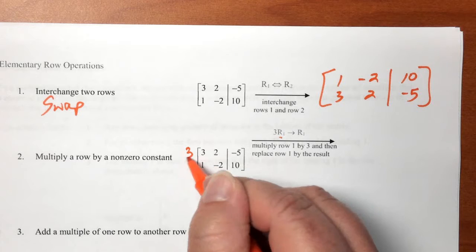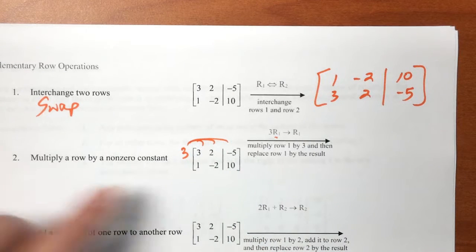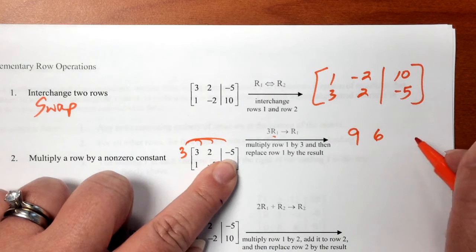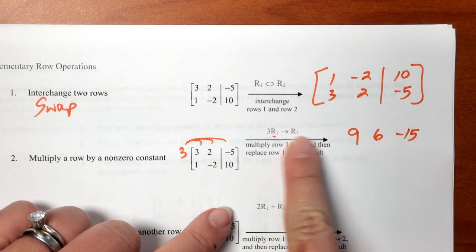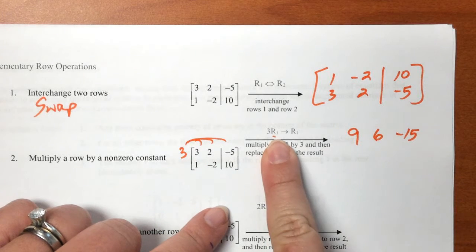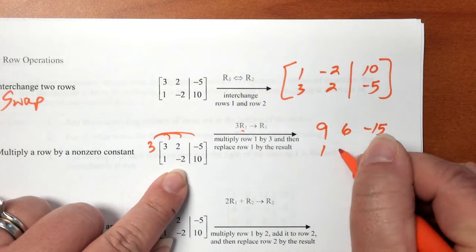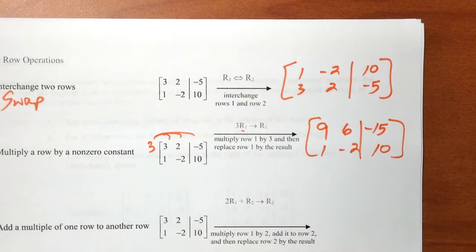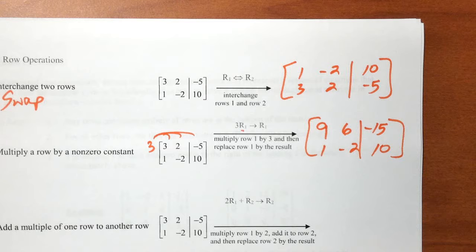For my scratch work, I could put a little 3 next to row 1 and picture that being distributed. So 3 times 3 is 9, 3 times 2 is 6, 3 times negative 5 is negative 15. And notice where I put that result, I stuck the result in row 1. They didn't tell me to do anything with row 2, so row 2 is going to stay exactly like it was, 1, negative 2, and 10. So I have successfully multiplied row 1 by 3 and put the result in row 1.